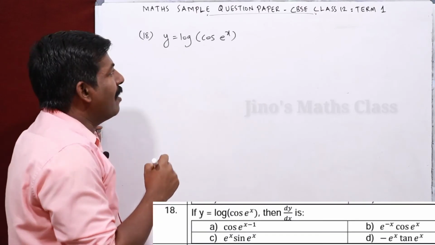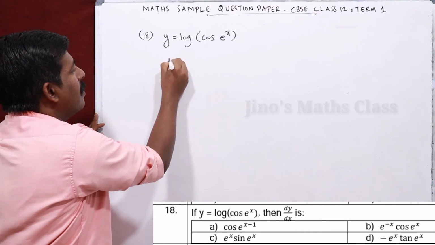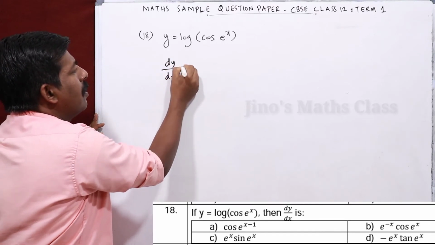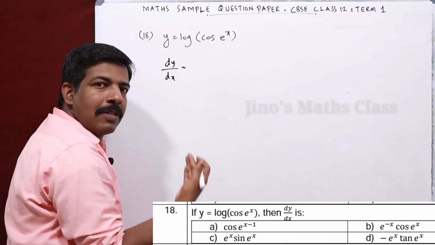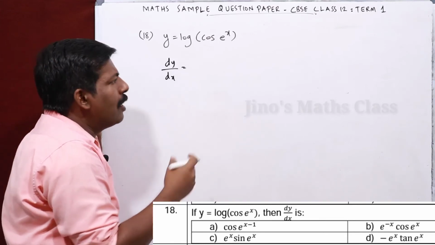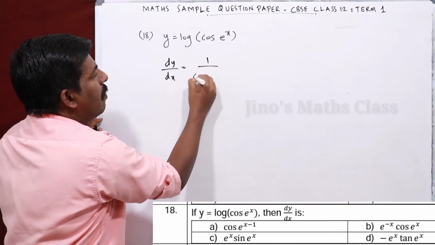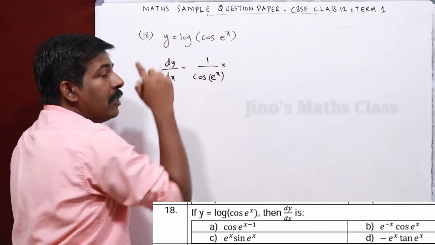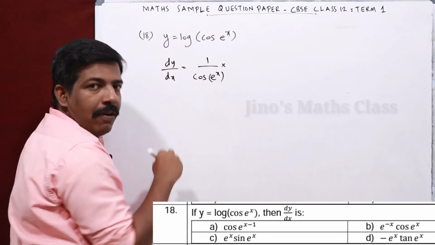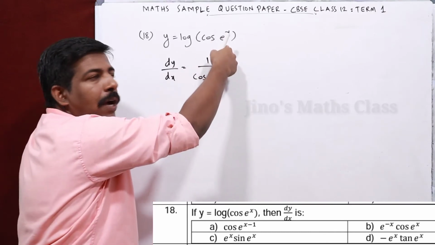18th question. Here we have to find the value of dy by dx. So it's a composite function. Directly we can move to the derivative. So first we have to find the derivative of log. We know the derivative of log x is 1 by x. So for log of f of x, 1 by f of x will come. That means it is 1 divided by cos of e power x, then into f dash x we have to find. That means we have to find the derivative of cos of e power x, right.